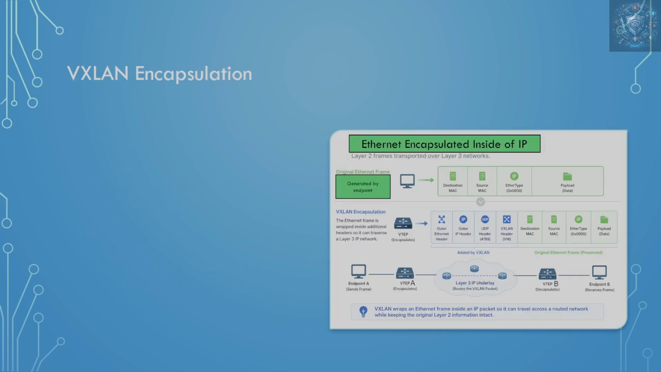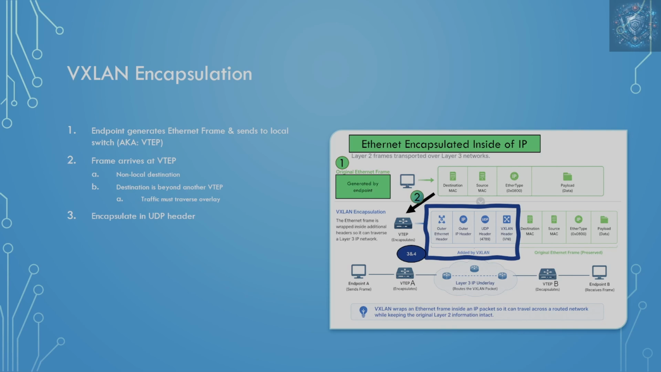Now, how does encapsulation happen? So first thing, we have our endpoint, so our PC, our laptop, whatever. It will generate the Ethernet frame and send it to the local VTEP. In this case, it's going to be a switch. The frame's going to arrive at the VTEP, and the switch is going to say, hey, this isn't a local destination. This doesn't belong to me. It's not sitting off my device. Where's the destination at? It sits beyond another VTEP, so I need to send this packet across the overlay network.